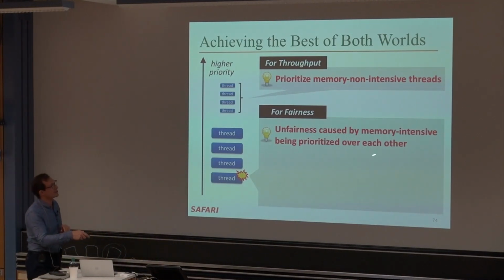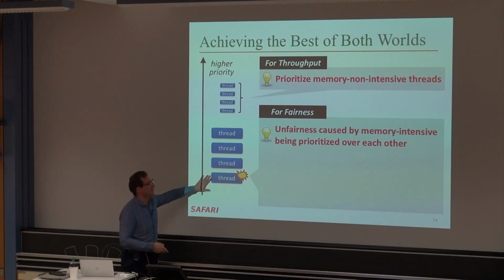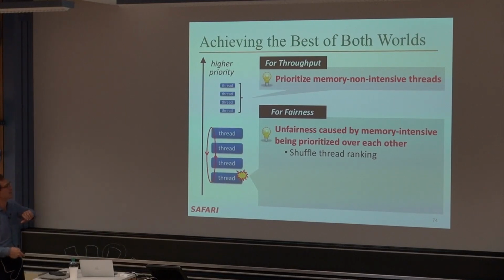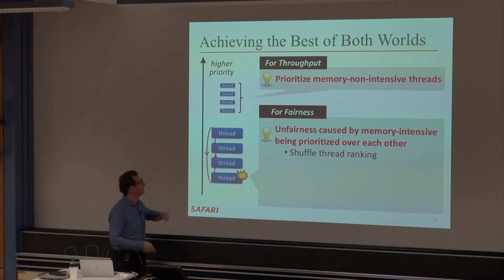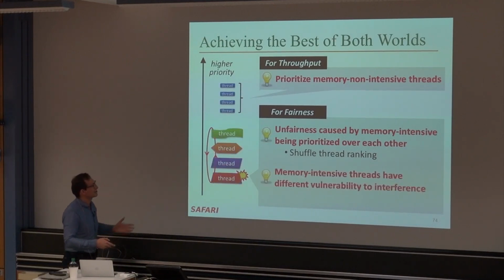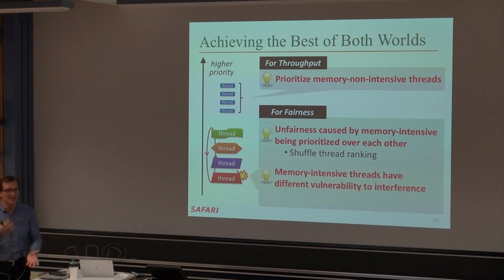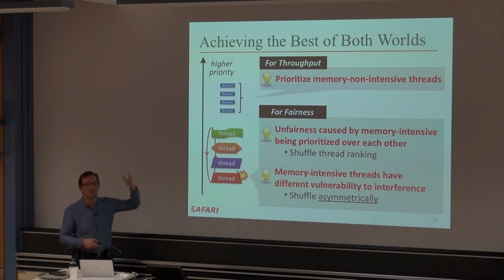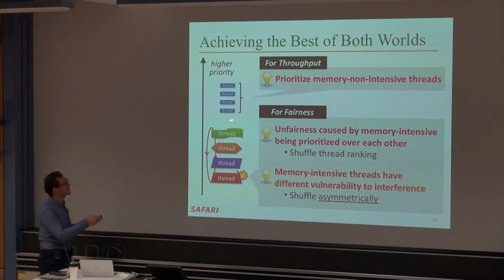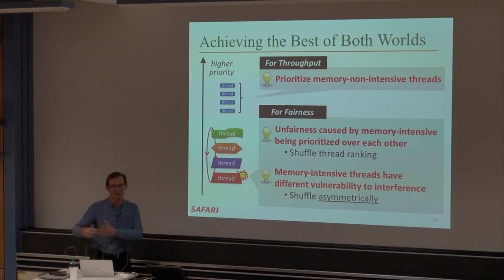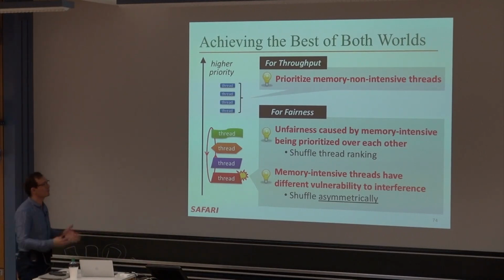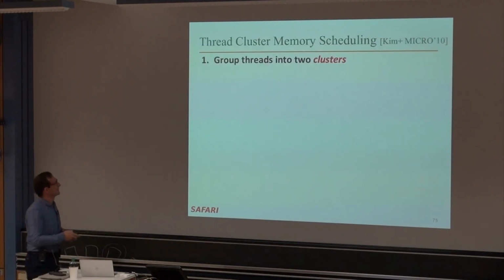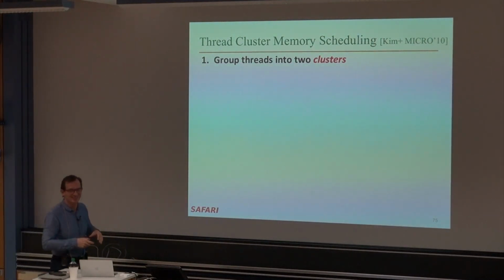Okay, so basically unfairness is caused by memory intensive threads being prioritized over each other. So don't do that. Shuffle this thread ranking such that no elephant gets prioritized over another one for a really long time. That's the idea of shuffling. But it turns out these elephants have different vulnerabilities to interference. As a result, you need to be a little bit more careful in shuffling. So shuffle in an asymmetric manner. And what does this mean? Some elephants become the top elephant for a longer time than some other elephants because they are more vulnerable to interference. Right. I like this explanation. Okay, you can visualize it in your heads perhaps, right?